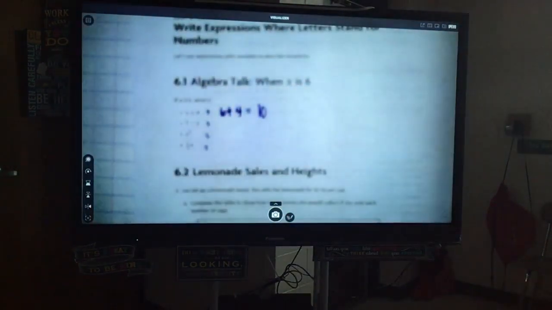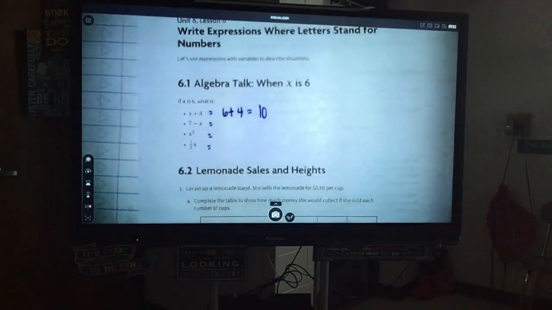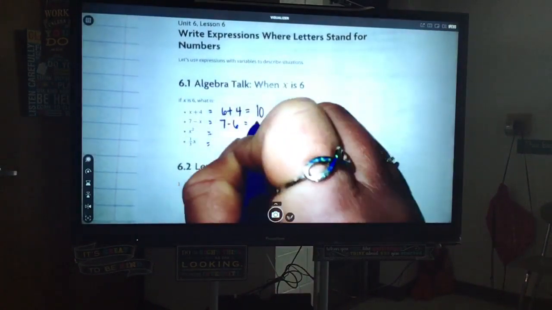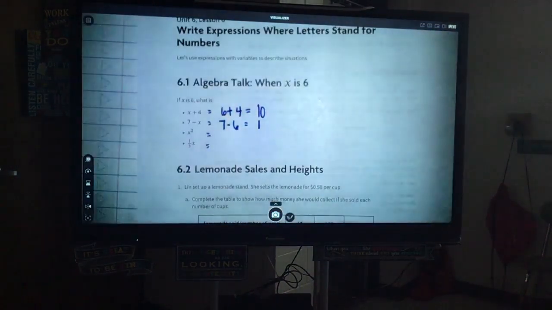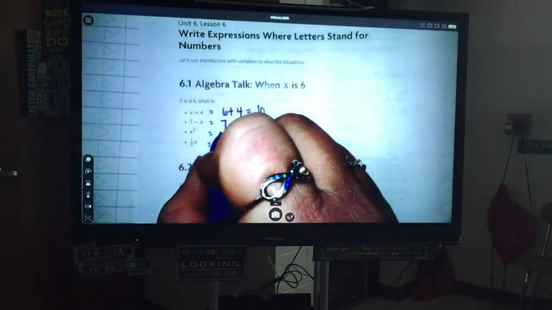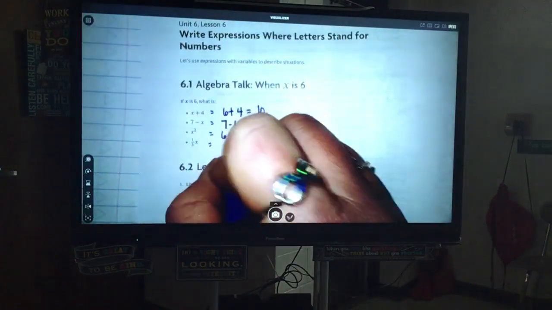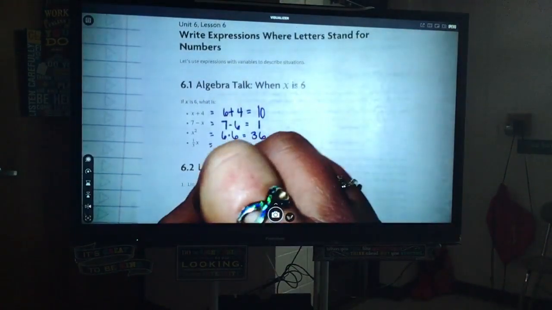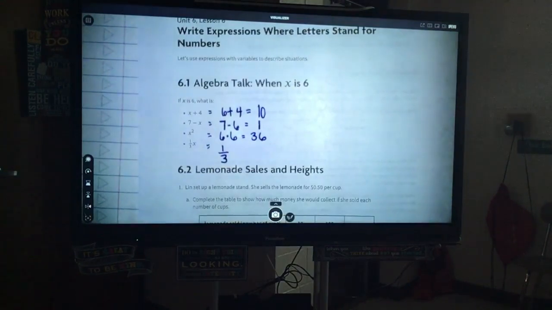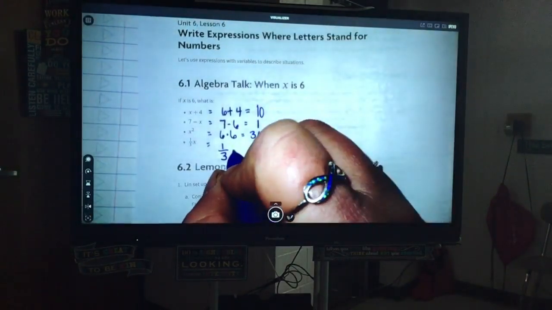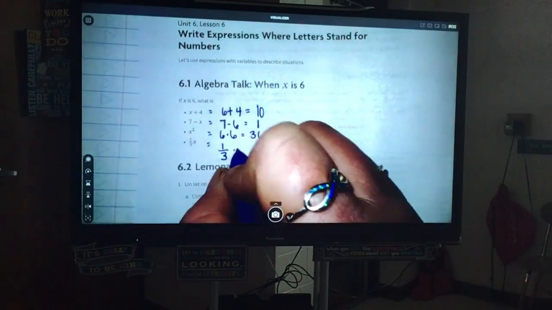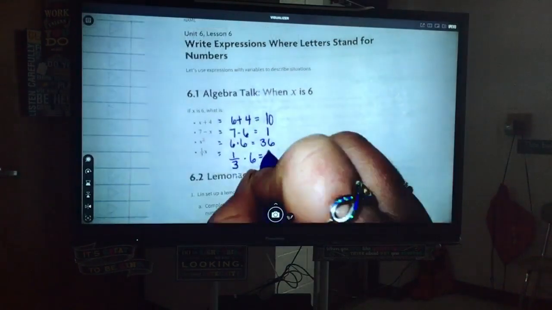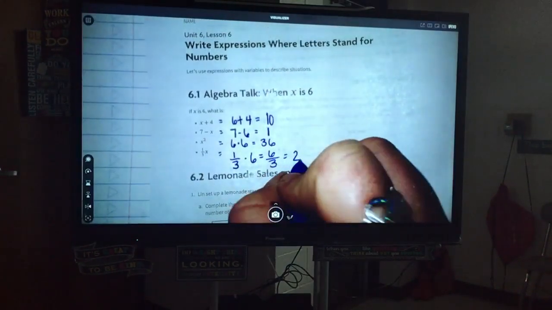So tell me how you solved it, and then tell me your answer. Hampton? I did 7 minus 6, not 1. Okay. The next one, Aiden. I did 6 times 6. All right, and then the last one. How do we solve the last one? Mikhail. Because you end up with 6 divided by 3, which gives you 2.